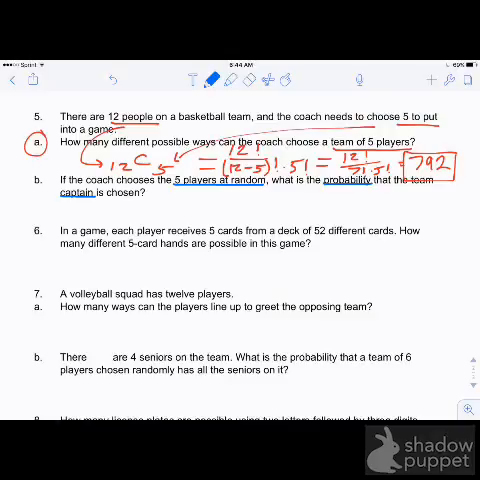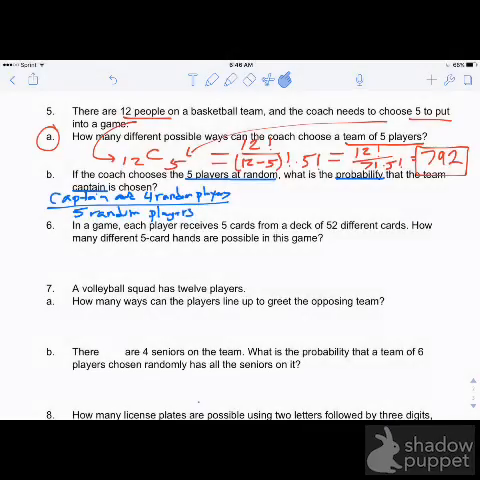On part B it says, if the coach chooses 5 players at random, what is the probability that the team captain is chosen? So we have to plan this out a little bit. Whenever we do probability, the numerator is what you're looking for. The denominator is the total number of options. In these problems, the way they're set up and the way you'll see them on the test, the probability part comes after you find the total number.